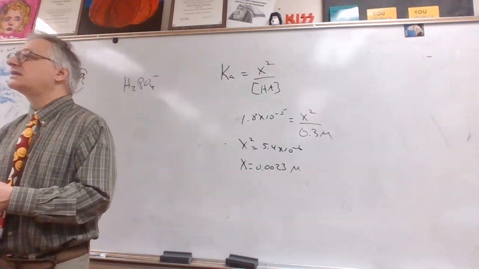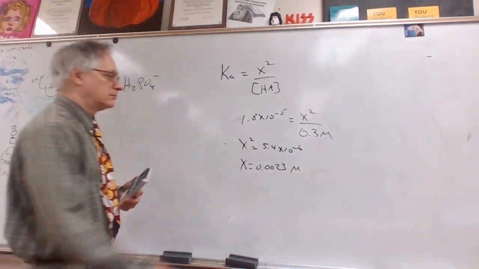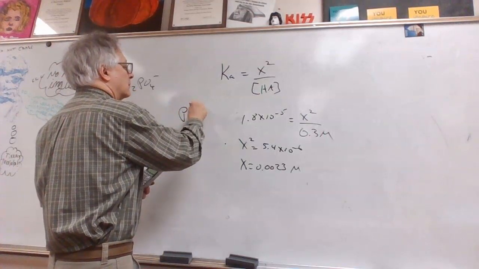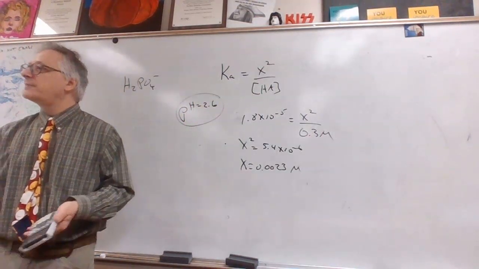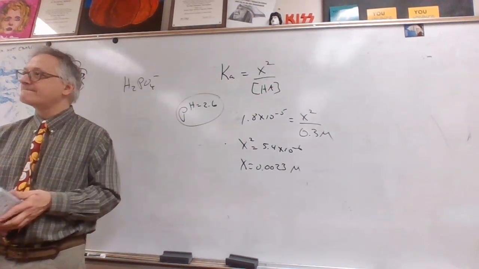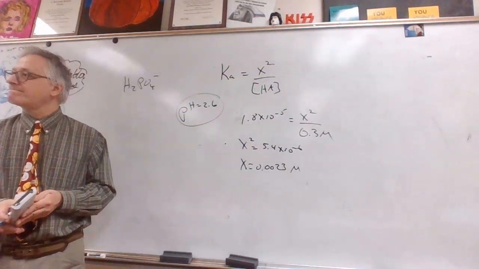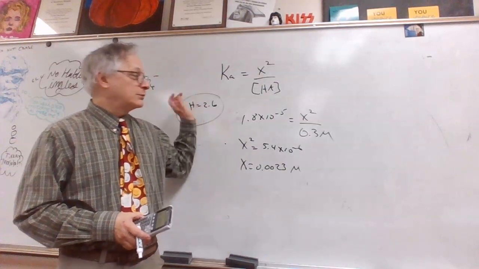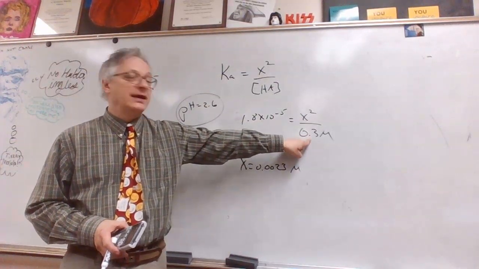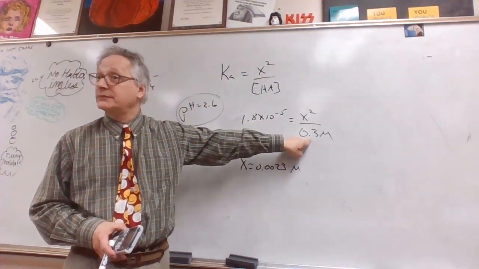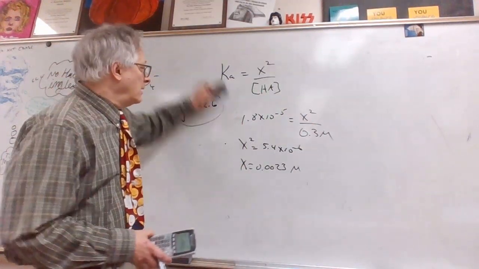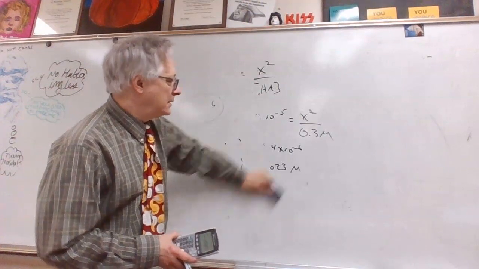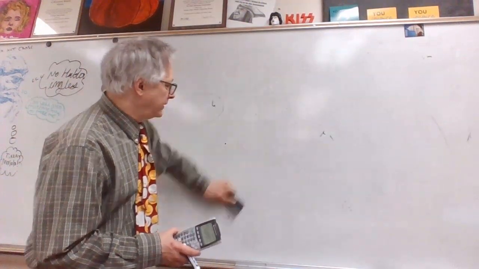And I get 2.6 as my pH. And you'd expect that. It's a weak acid. If it was a strong acid, you would just take the negative log of the 0.3, and you'd see a much lower pH. Alrighty. Moving along here.